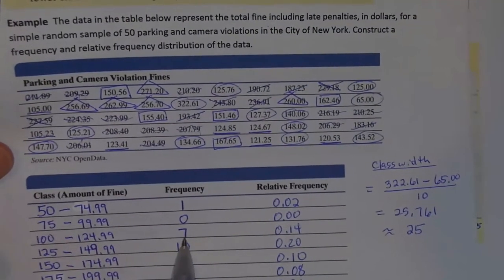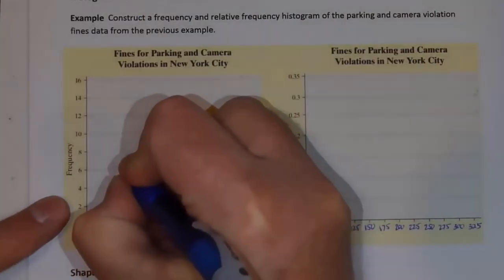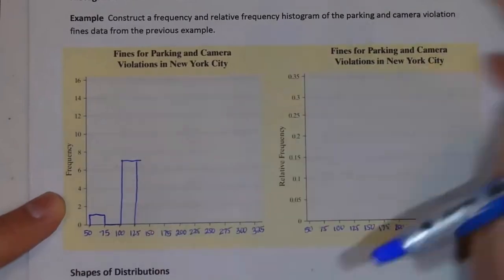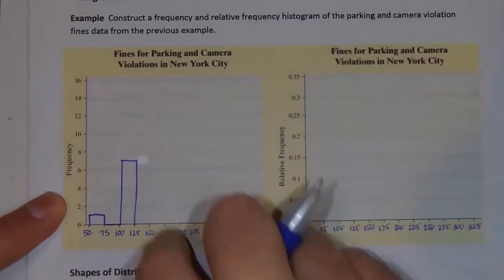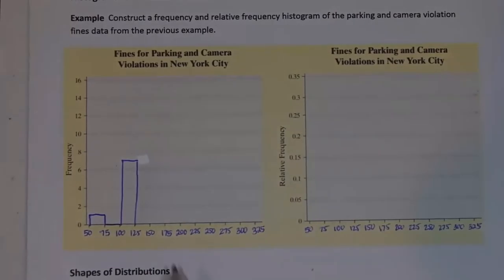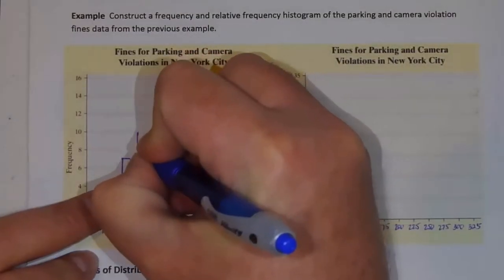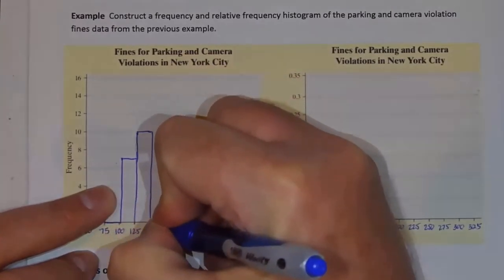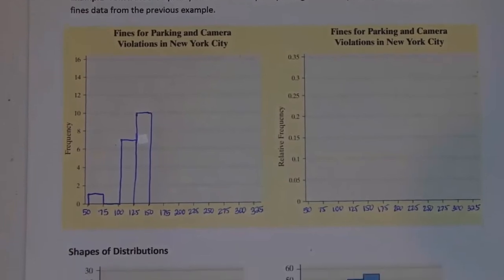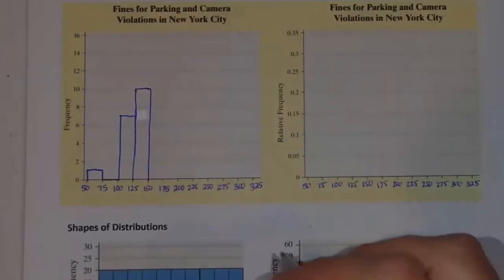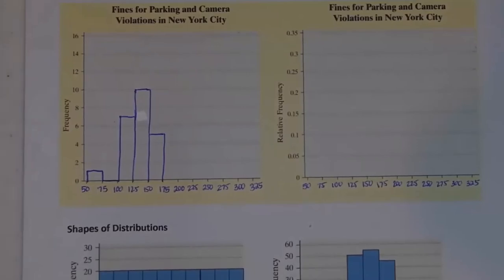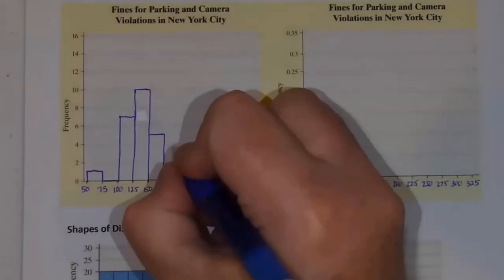100 to 124.99, we had a frequency of 7. So I'm going to draw my bar starting at 100 to a height of 7 and extending over to the 125. Next, 125 to 149.99, we have a frequency of 10. So I'm going to extend from 125 over to 150. And then from 150 to 174.99, we had a frequency of 5. And then 175 to 199.99, we had a frequency of 4.